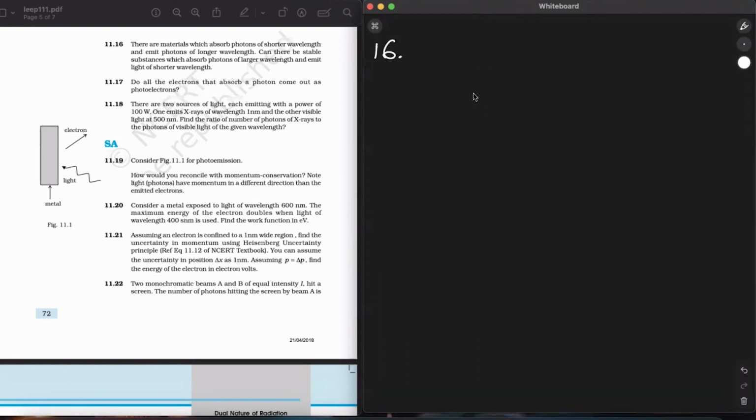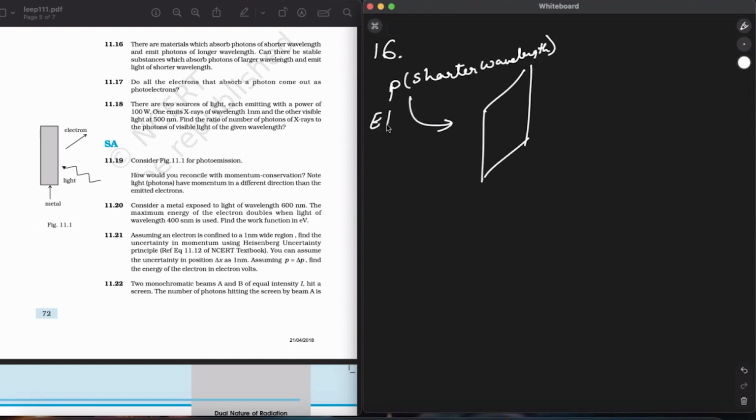So basically, we can say this. This is the material. Let's say the material is I. Shorter wavelength photons are incident on it. Okay, so it is high in energy.